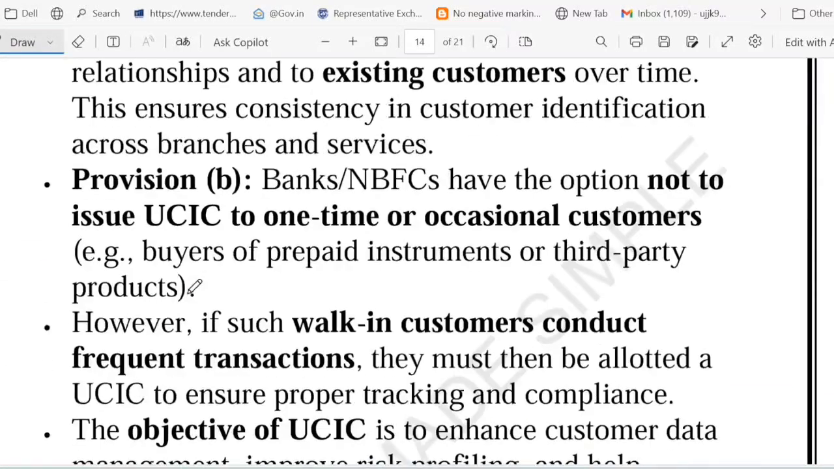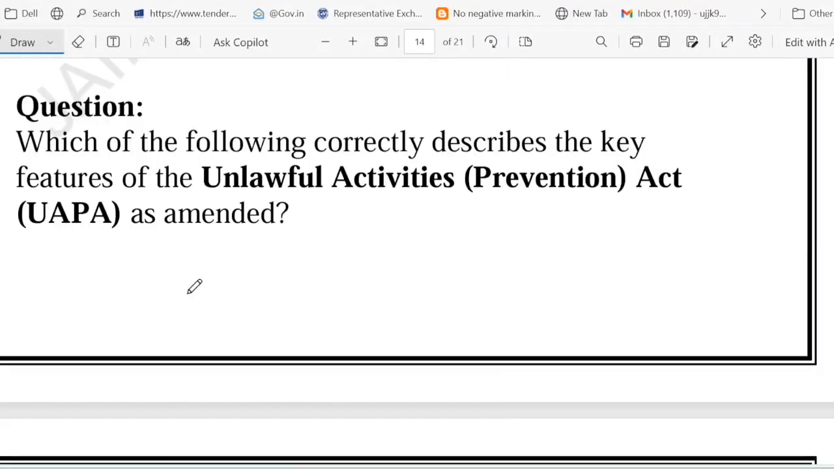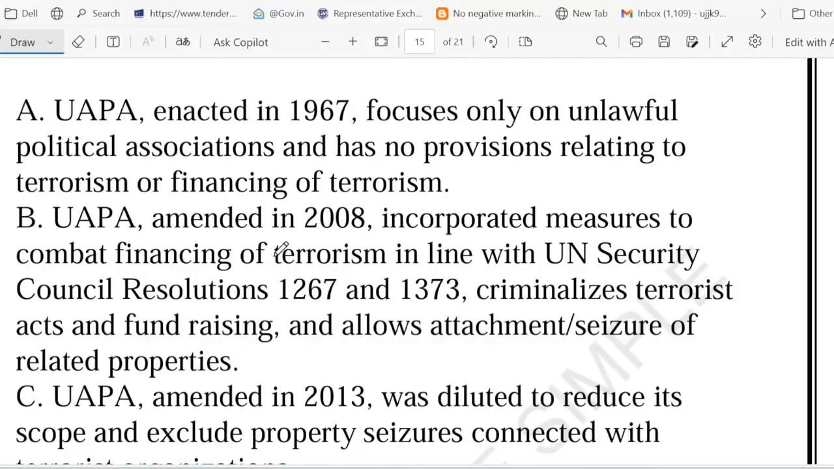Now, one question which was asked was based on UAPA. Let's have a look. The question is, which of the following correctly describes the key feature of the Unlawful Activities Act or UAPA as amended? So these are the options that we have.